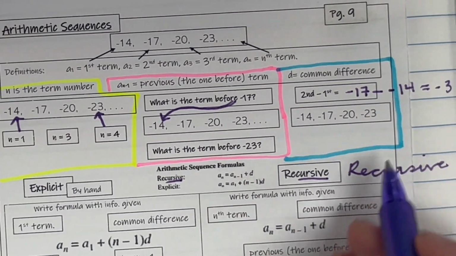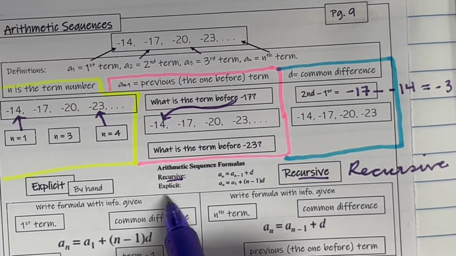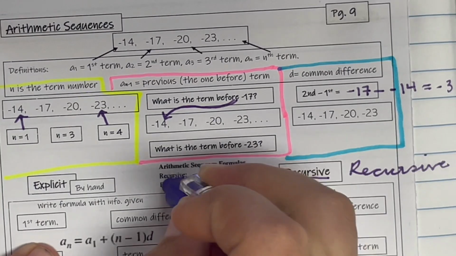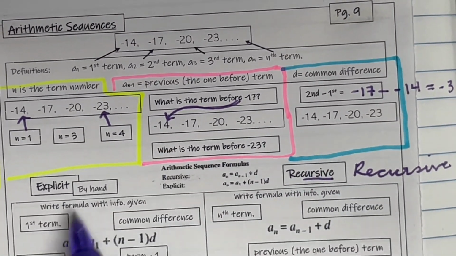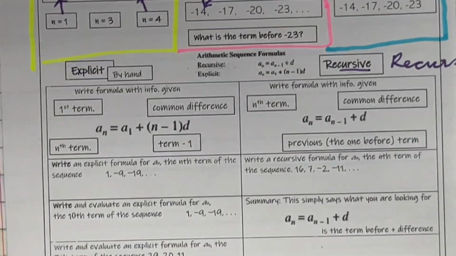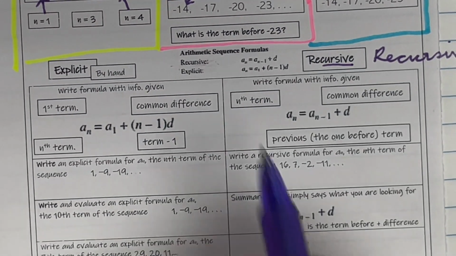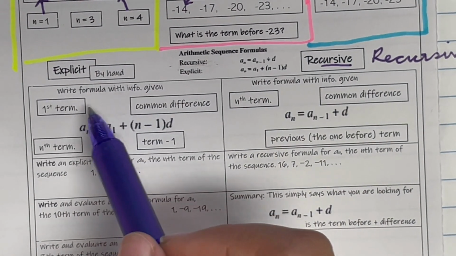If they give you the term before, you're using recursive. If they don't give you the term before, you're using explicit. So let's take a look at what those two formulas mean. So let's do explicit. Now we're going to talk about this by hand real quick, and then we're going to show you how to do this in a calculator. So let's talk about by hand.